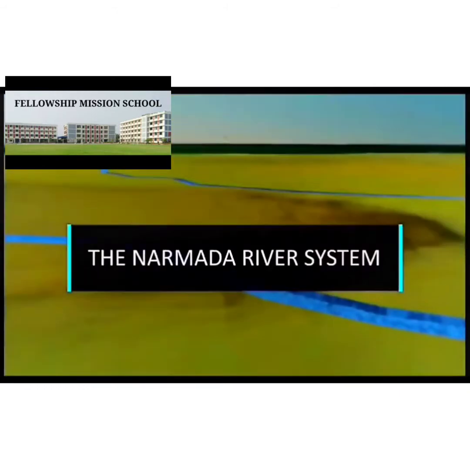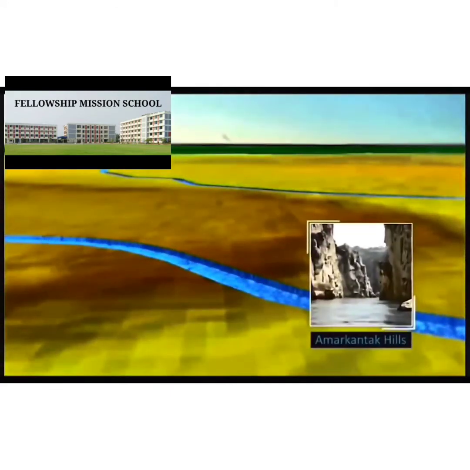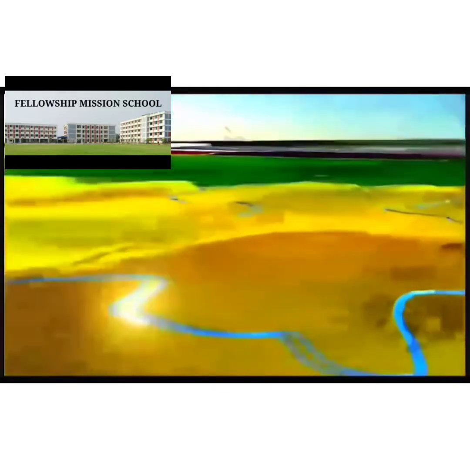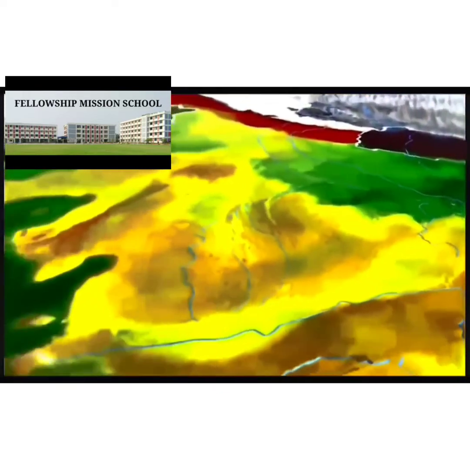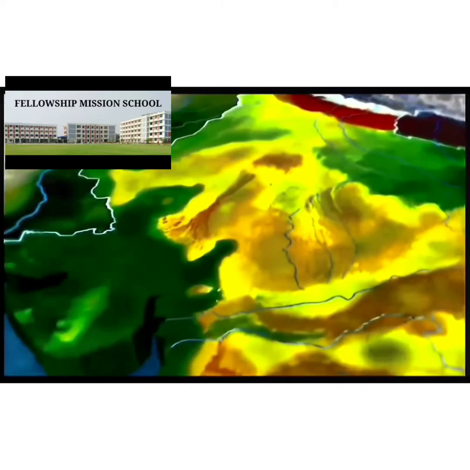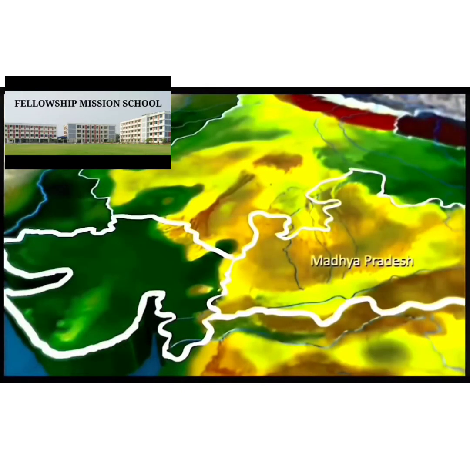The Narmada river basin. It rises near the Amarkantak Hills in Madhya Pradesh, flows westward for a distance of 1312 kilometers and finally it meets the Arabian Sea. The Narmada basin covers parts of Madhya Pradesh and Gujarat.